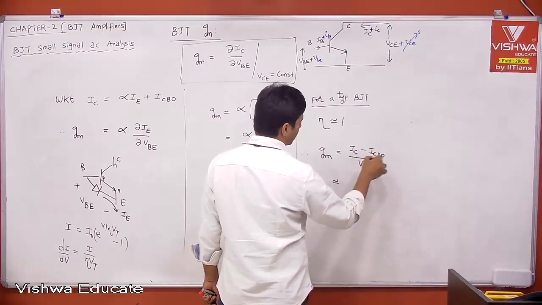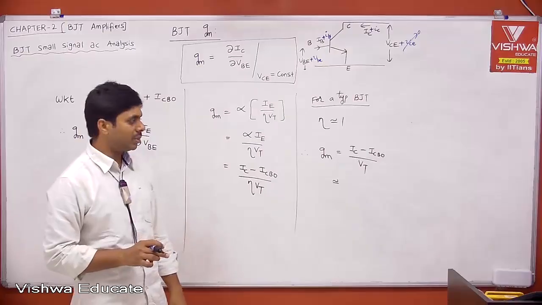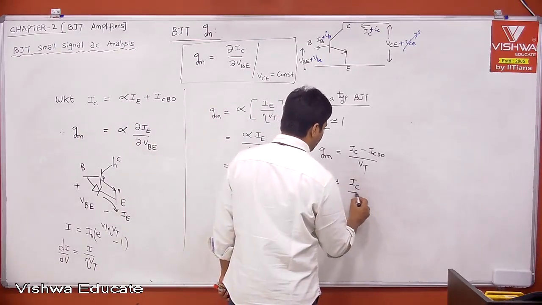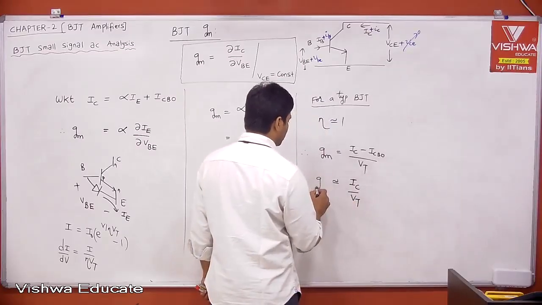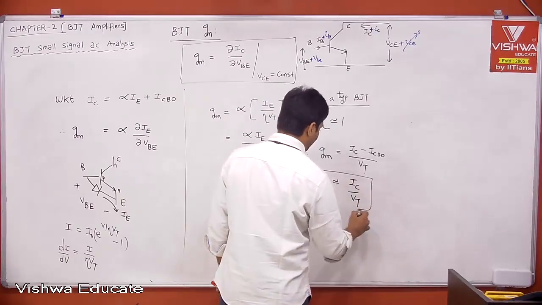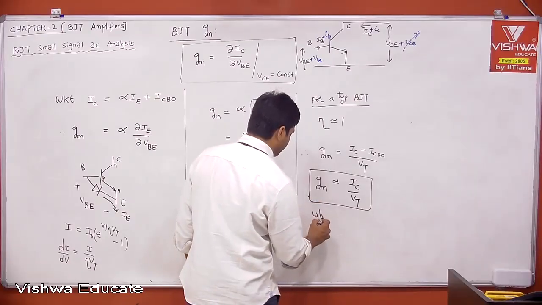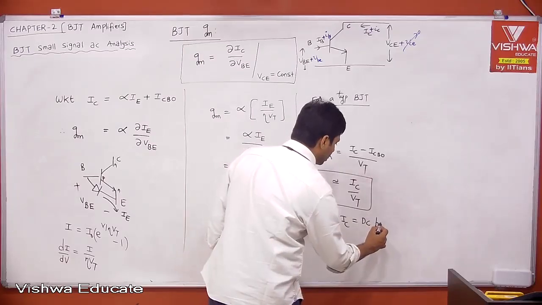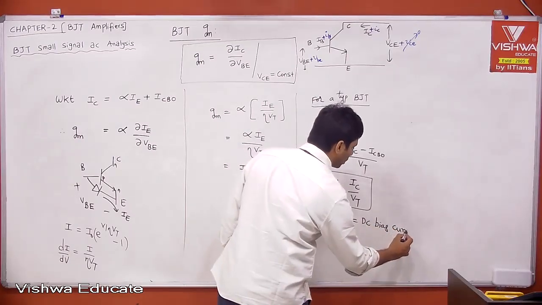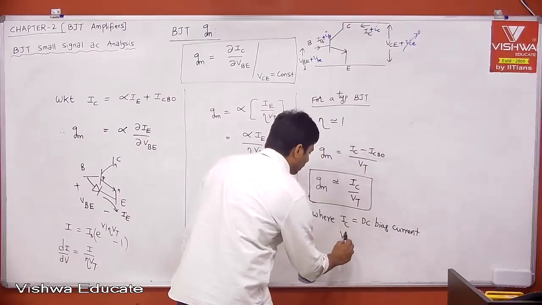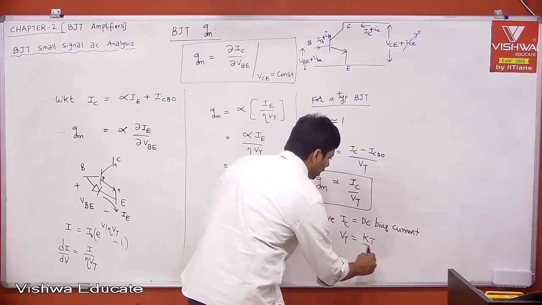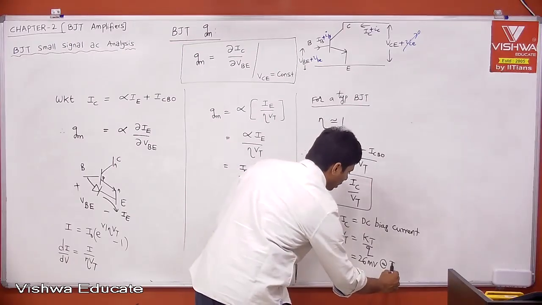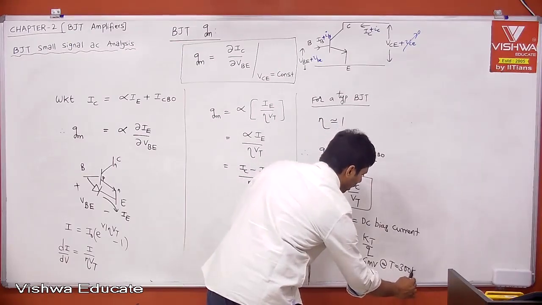Can I neglect ICBO with respect to IC? Because IC is in the order of milliampere, ICBO is in the order of microampere. Therefore, this is nothing but IC divided by Vt. This is what is your GM. Therefore, if you observe clearly, capital IC is nothing but the DC bias current, and Vt is nothing but the volt equivalent of temperature, which is kT by Q, which is 26 millivolt at room temperature, at T equal to 300 Kelvin.